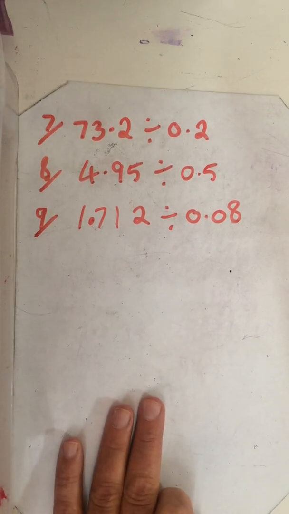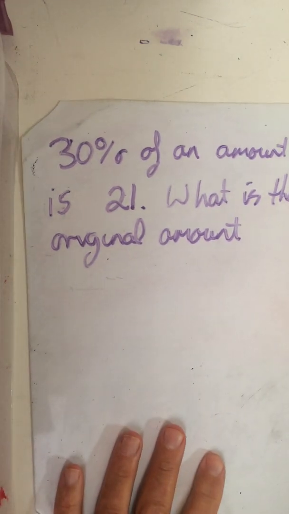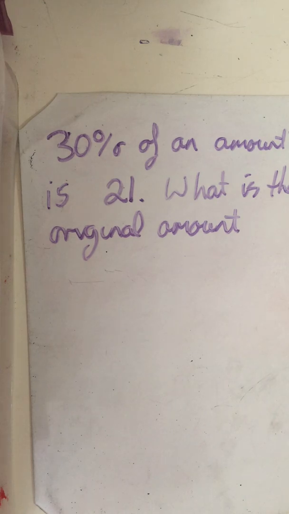Right, hopefully that was okay. I've had a little look at the paper, and the only questions we haven't done before are these questions here. So we'll have a little go at these. 30% of an amount is 21. What is the original amount?